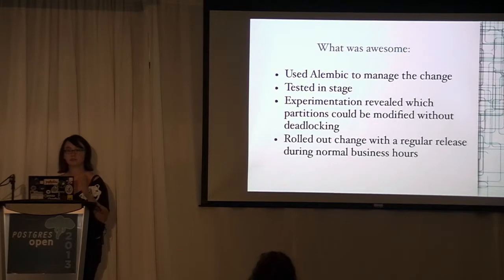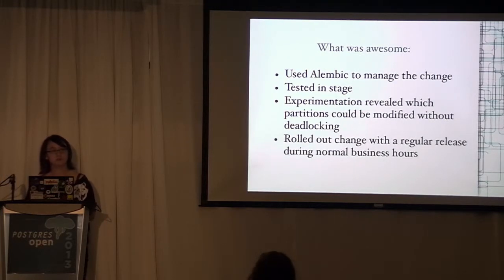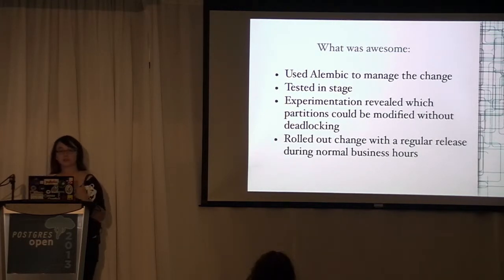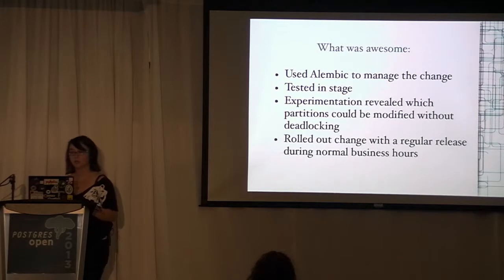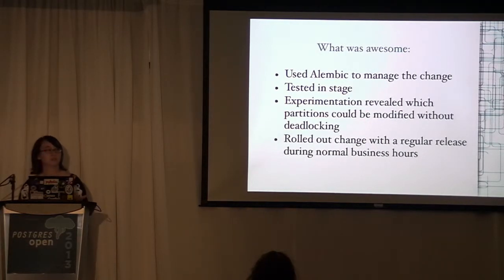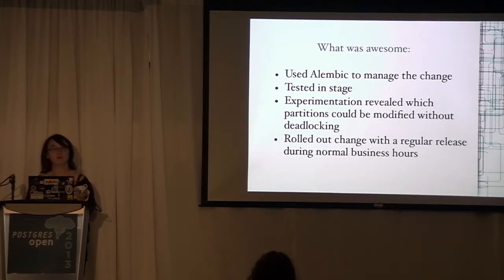So just to sum up, what's really awesome about this now is we test the stuff in stage with these migrations. Experimentation often reveals, or in this specific case, the experimentation revealed which partitions could be modified without excessive deadlocking. So I wasn't crashing my app. And I was able to roll out my check constraint change during normal business hours with our regular release schedule, which is every Wednesday around 11 a.m. And it is so awesome to be able to do that.